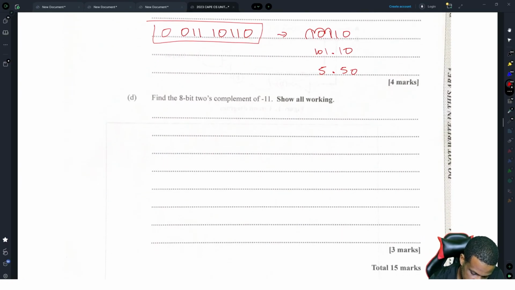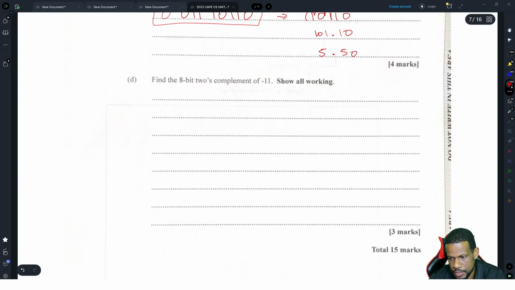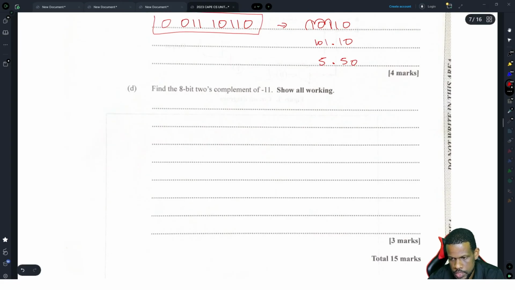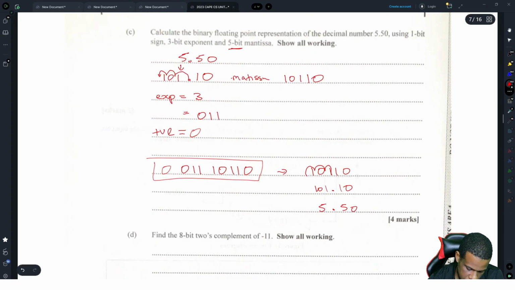Find the 8-bit 2's complement of -11. Alright, 2's complement, what's that? If you put the 0 before the mantissa.